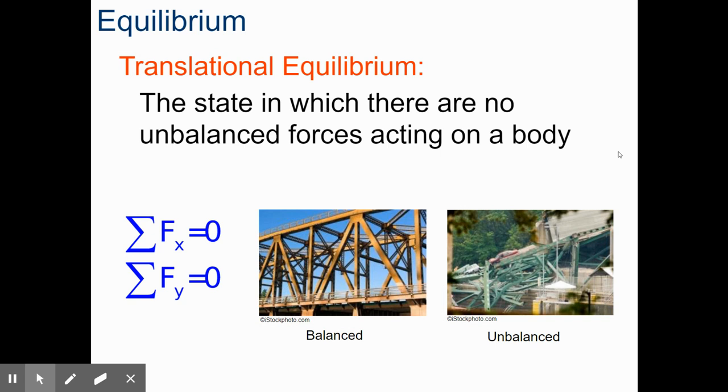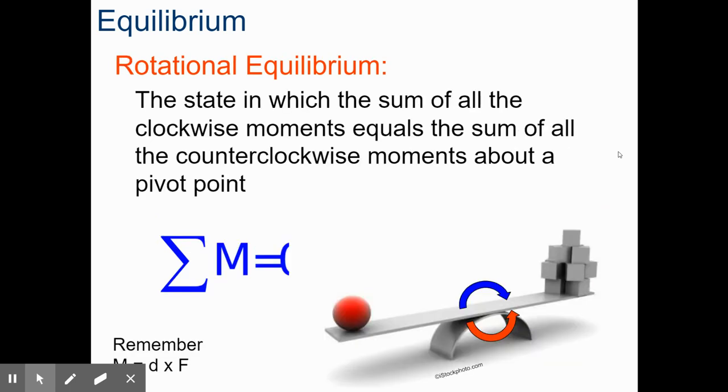So here we have the state in which there are no unbalanced forces acting on a body. So the sum of the forces in the x direction must equal zero, and the sum of the forces in the y direction must equal zero. So you see balanced, and then there's a bridge that failed. Okay, so there you go.